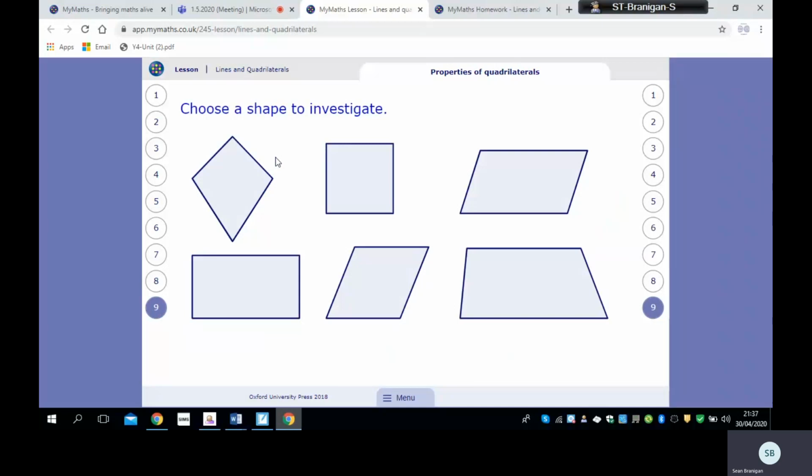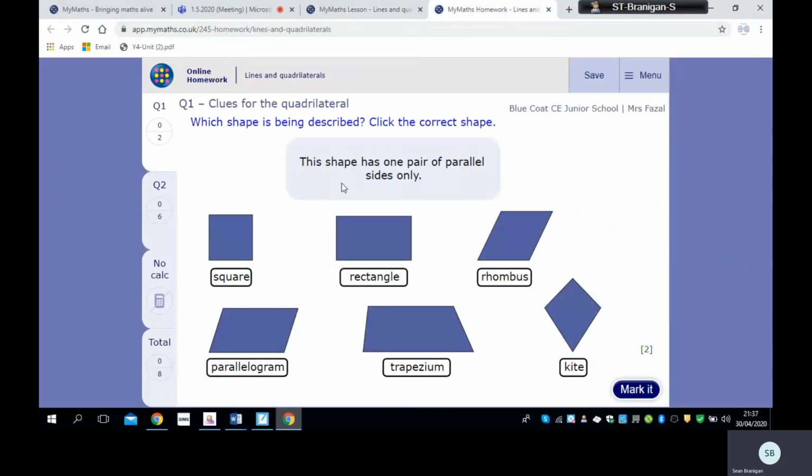And now we've got some shapes to investigate. I am not going to click on all of them. We've investigated quite a lot of them. I would strongly suggest that you come on and have a look at them before you attempt the work. I'm just going to show you what the work looks like today. So, similar to what we were just looking at, there are some clues.